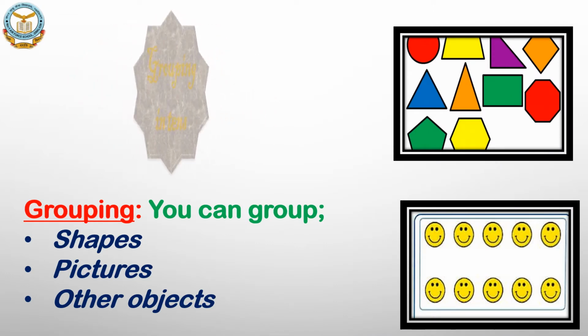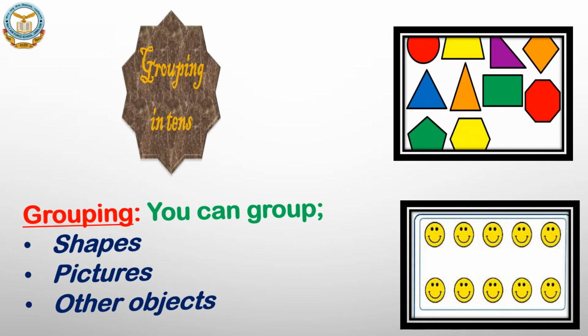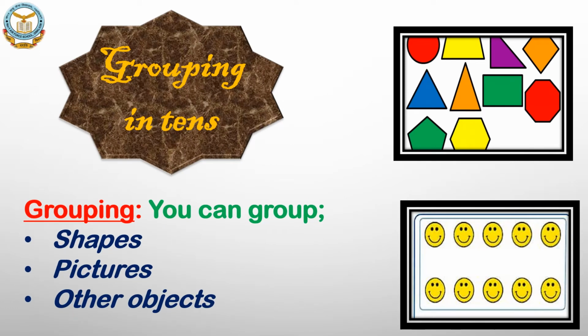The first subtopic from chapter number 2 is grouping in tens. So my dear student, can you tell me what is grouping? Don't worry, I am going to tell you what is grouping. Grouping means when you collectively hold some shapes, pictures or other objects in a bundle or a group. But what do you understand by grouping in tens? When you collectively hold these shapes, pictures and other objects in the number 10.